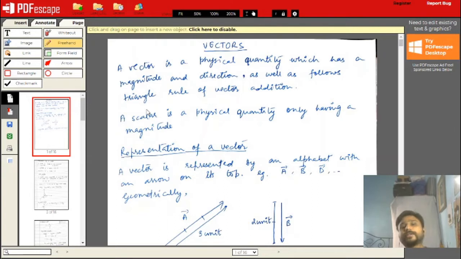On the other hand, vectors are those quantities which require direction with them also, like velocity of a particle or acceleration of a particle, the magnetic field in space, the electric field. So all these are vectors. So how do we represent a vector?